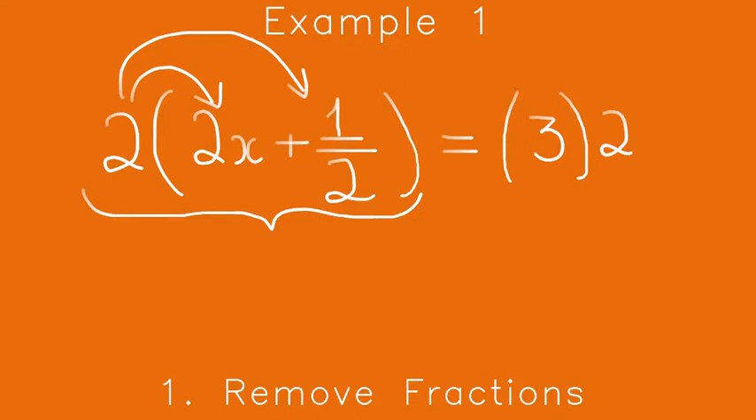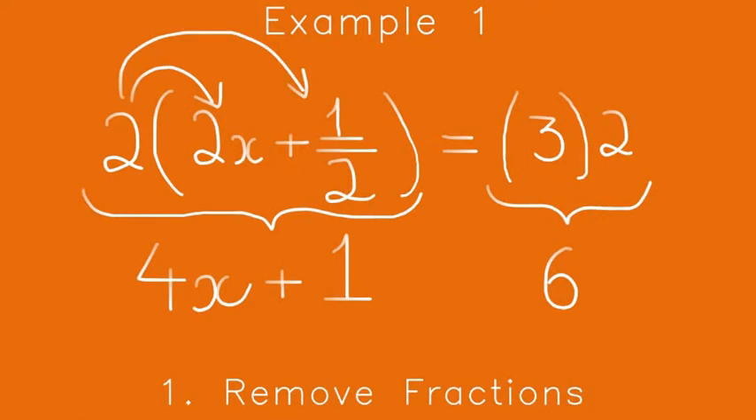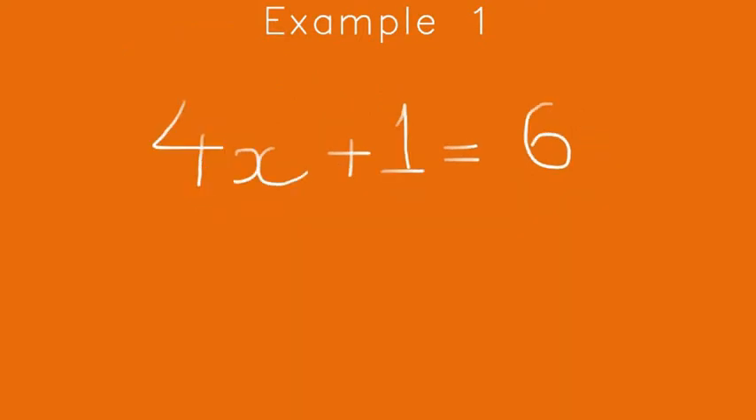We have the 2x and then we have the half, so we're going to multiply individually. 2 times 2x is equal to 4x, because 2 times 2 is equal to 4, and the x just stays as it is. 2 times half is equal to 2 by 2, which is just equal to 1, because they cancel each other out. Exactly what we were trying to do. We were successful in doing that. On the right hand side, 3 times 2 is equal to 6. So we are left with the following equation: 4x plus 1 is equal to 6.